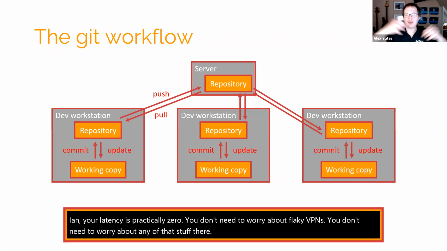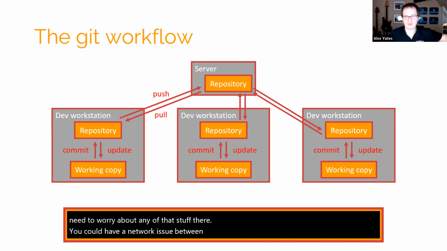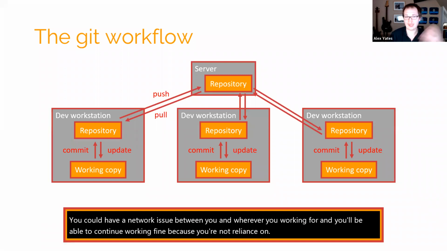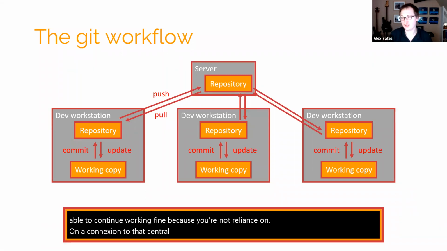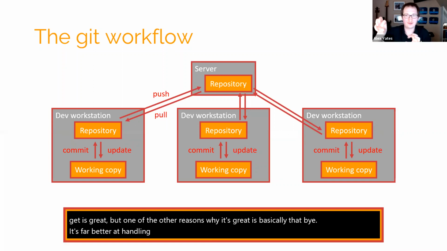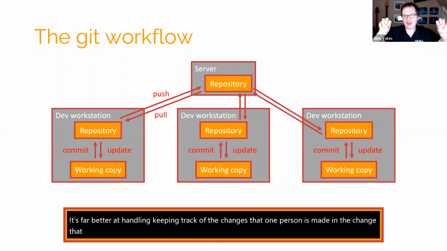You could have a network issue between you and wherever you're working for, and you'll be able to continue working fine because you're not reliant on a connection to that central server. So that's one great reason why Git is great. But one of the other reasons is that it's far better at keeping track of the changes that one person has made and the changes that somebody else has made. And this gets into a complicated discussion about branching.